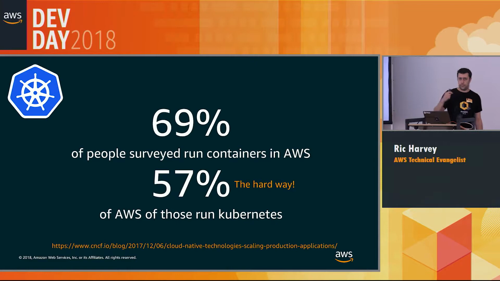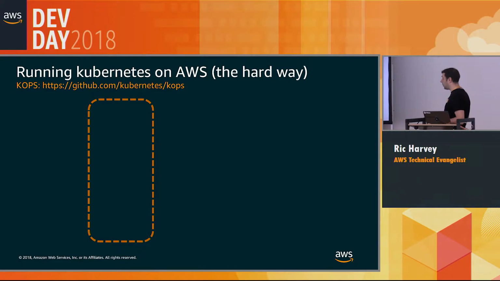They were building their own clusters, and they may have been using a commercial offering such as Tectonic, or they may have been using open source projects like COPS. I'm going to talk quickly about COPS. COPS is an orchestration tool to go and build a cluster for you in AWS.